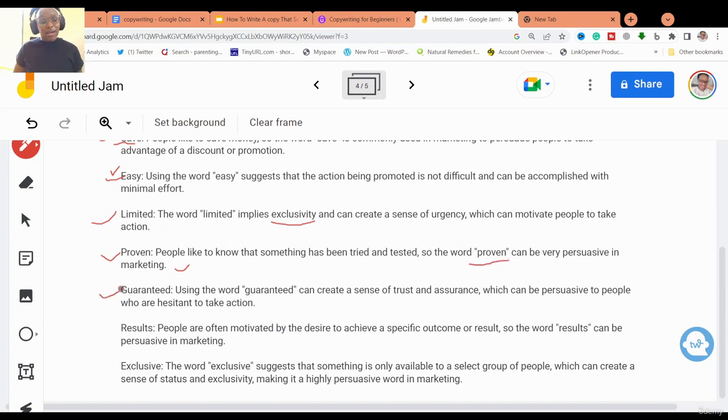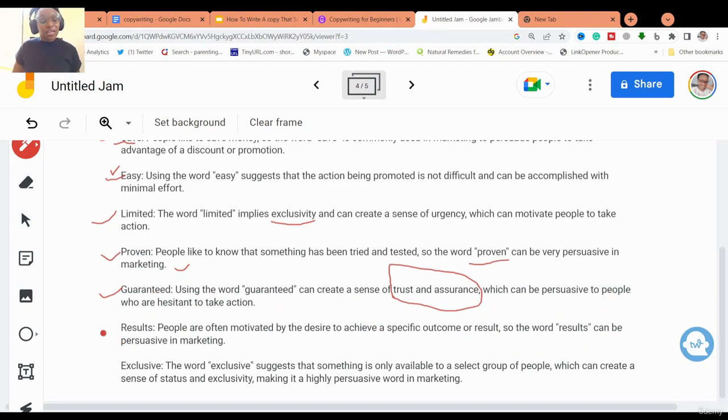And then another word is guaranteed. This word is so powerful, and I know you've read it in very many copies. The word guaranteed can create a sense of trust and assurance. Everybody wants to feel that they can trust you and they want to be assured that they're not going to lose their money. So using the word guaranteed will create trust and assurance, which can be persuasive to people, especially those who are hesitant to take action.